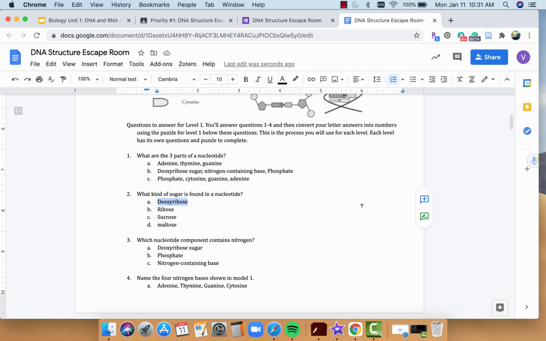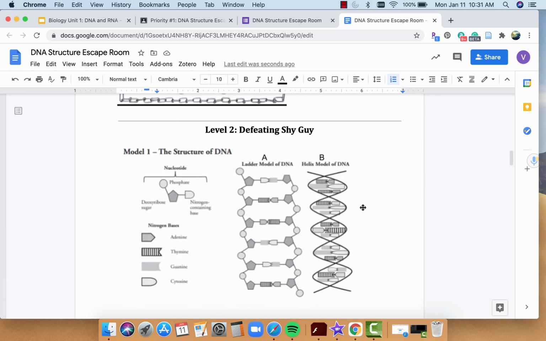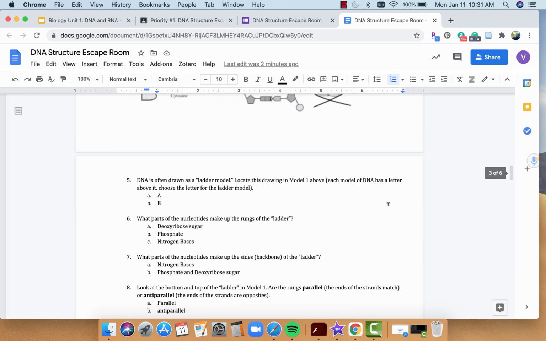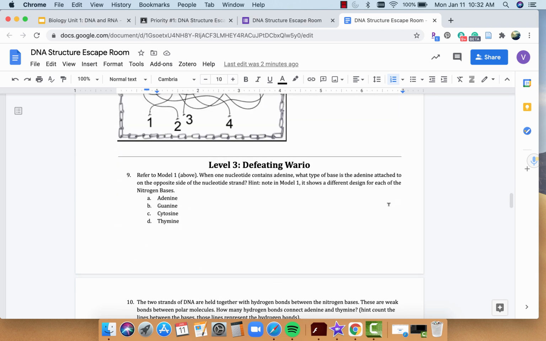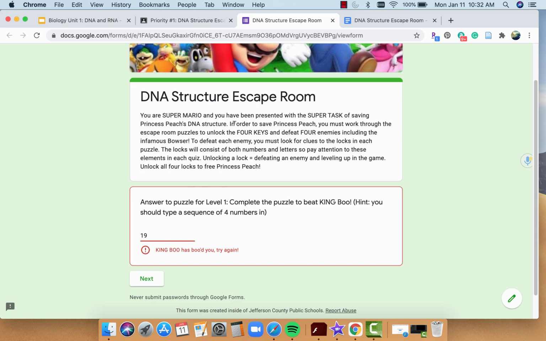Once you beat level 1, scroll down to level 2 so you can defeat Shy Guy. That's on Model 1 as well, so we have another copy of it. Then you have answers, and then a puzzle, where you have to trace from the letter to the number to convert it. You're going to go all the way through the levels. Each time you want to pass a level, you have to go back to the escape room form. Once you get to the end, if you could screenshot the picture of you defeating Bowser and turn that in, that would be super cool. If not, that's okay.